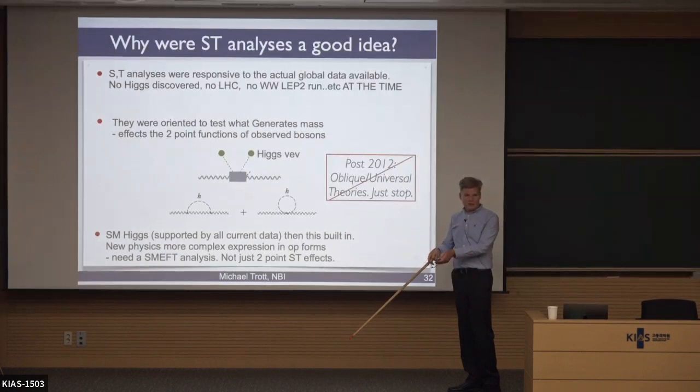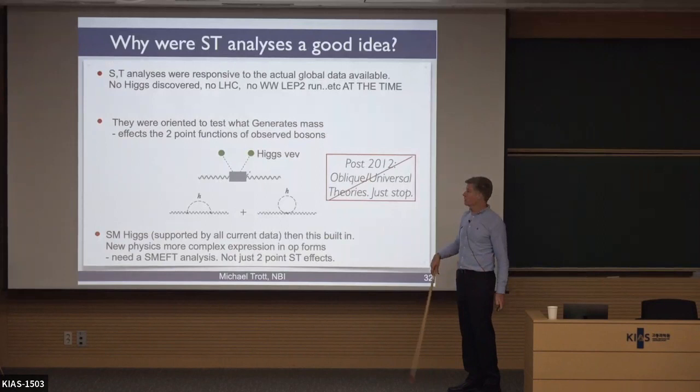It was informed by trying to pursue what the heck is giving mass to the W and Z. Is it just a standard model Higgs? Any other new model, if it's actually changing the dynamics of electroweak symmetry breaking in an important way, will probably affect the mass of the W and Z. That's the point, right? So it was physically motivated, going after those effects.